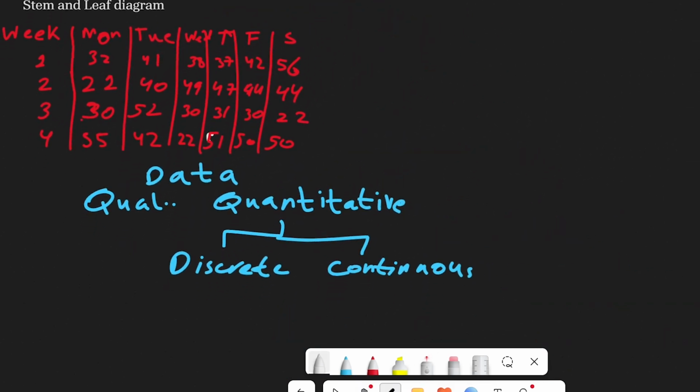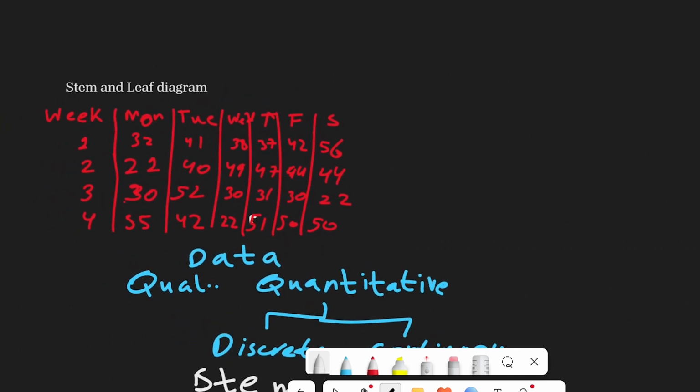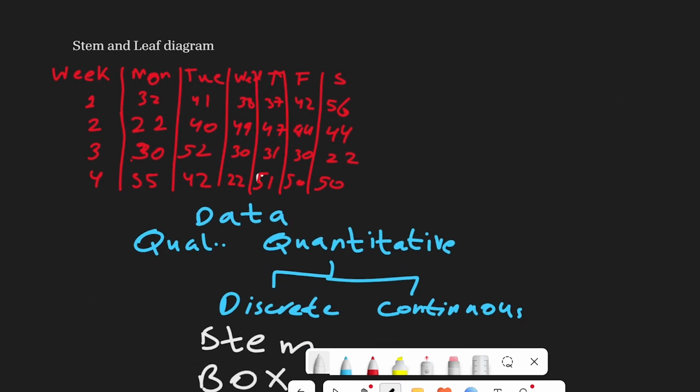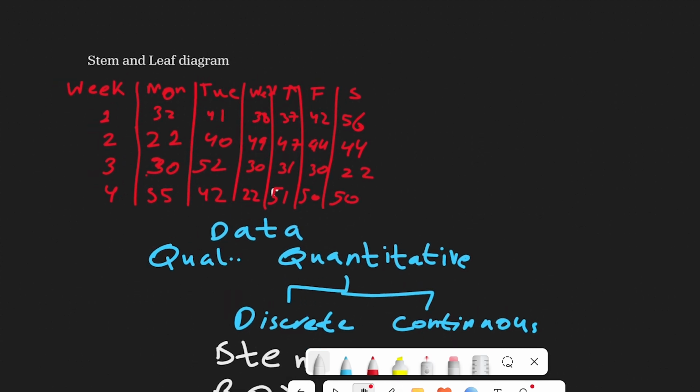Discrete data can be represented in two ways: stem and leaf diagrams, I'm just writing stem over here, and the other is box and whisker plots. I am only writing box over here. Okay, so first of all, let's discuss stem and leaf diagrams. So how do we basically understand these?